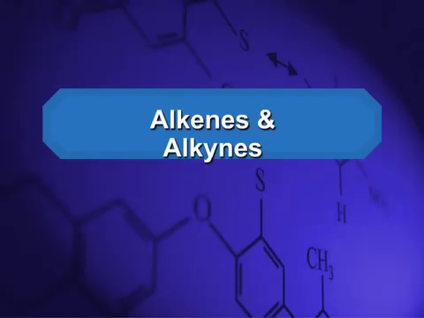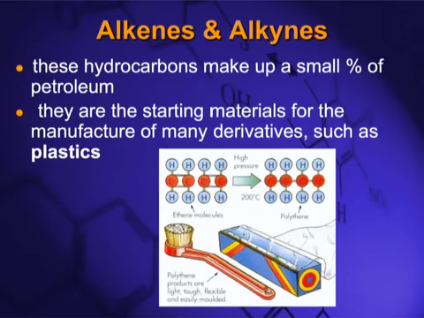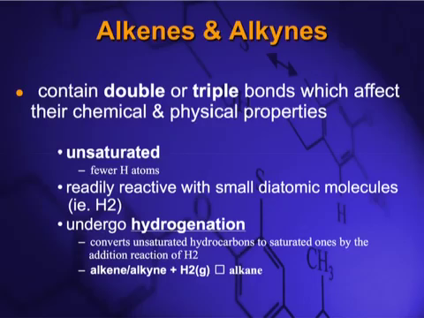In this lesson, we're going to talk about alkenes and alkynes, which are a special type of hydrocarbon. Alkenes and alkynes are only a small percentage of the hydrocarbons in petroleum. However, they are very useful in making materials such as plastic. Alkenes and alkynes are considered unsaturated hydrocarbons. Alkenes have double bonds in them, whereas alkynes have triple bonds in them.